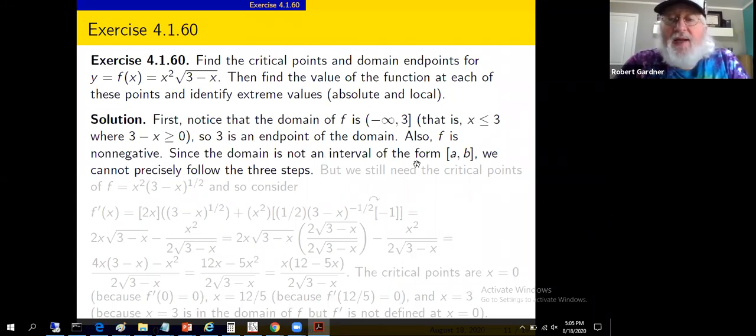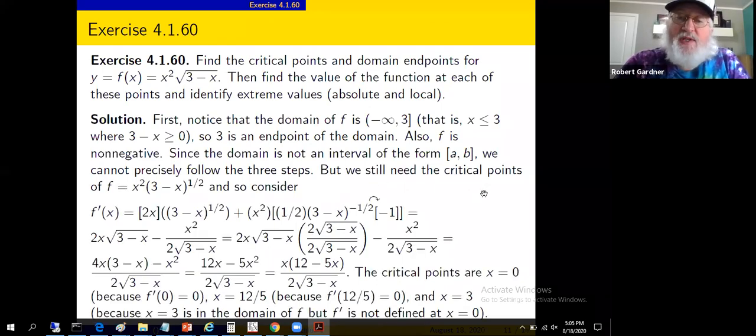The domain's not an interval of the form a, b, so we can't precisely follow the 3 steps we had. There's no left endpoint. But still, let's go through and find some critical points. This one's a bit longer of a story, really, because the domain is an unbounded interval. All right, critical points. Let's see, we've got f of x is x squared times 3 minus x to the 1/2. Let's write the square root as a 1/2, so it'll be easier to differentiate.